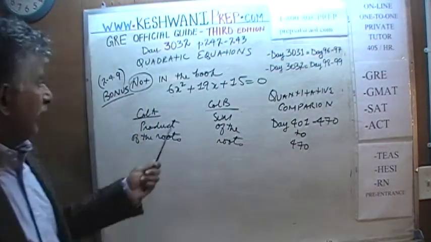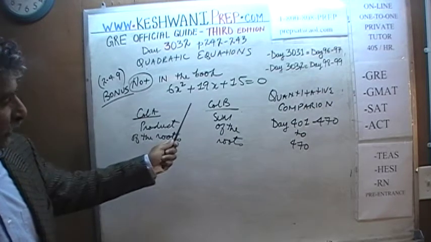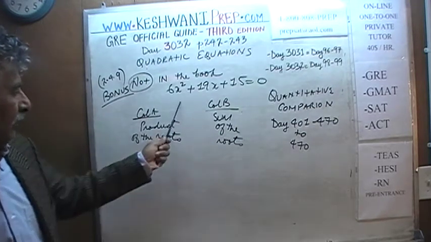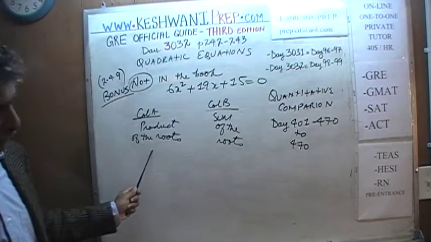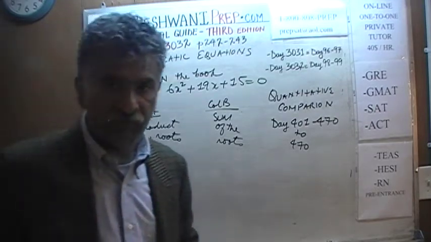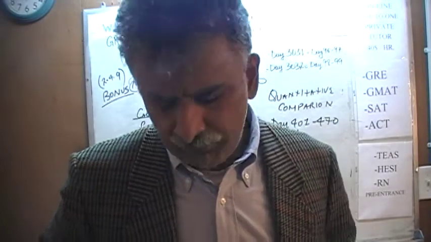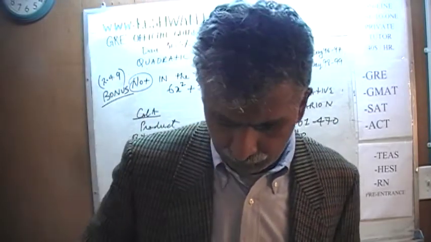Here's the last one. Again, one more time. 6x squared plus 19x plus 15. We are asked to find the product of the roots and the sum of the roots. So obviously, first we have to find the roots, find out what their product is, and find out what their sum is, and then compare the two quantities.